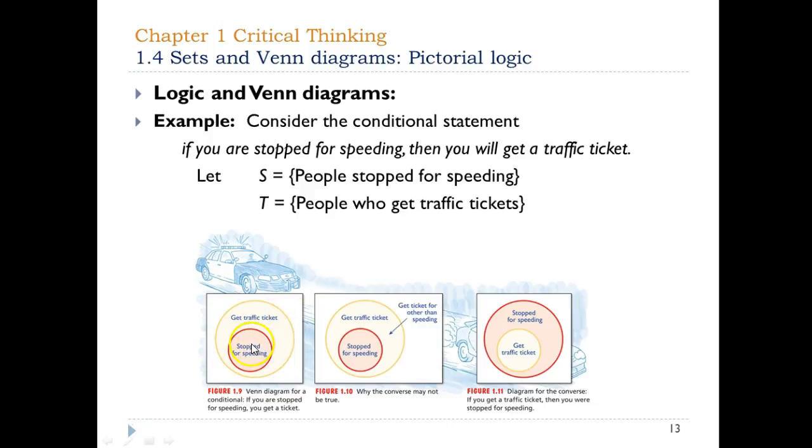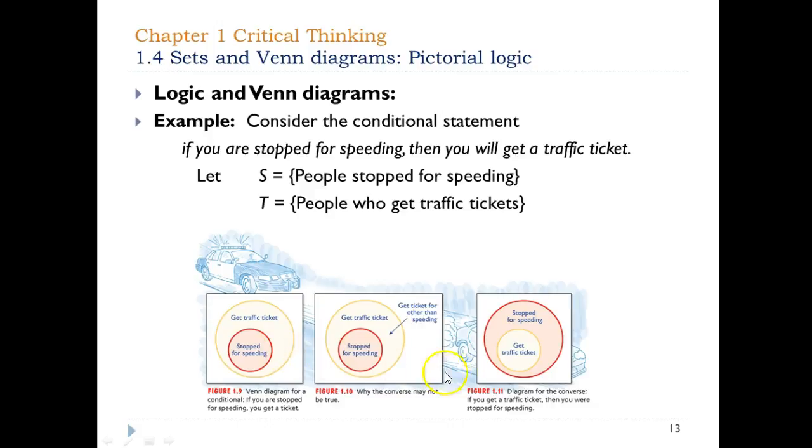Right, so if the premise is true, then the conclusion is true. So if you are stopped for speeding, you get a traffic ticket. But notice, if you're in this region right here, it's outside of stopped for speeding. If you get a traffic ticket, it doesn't mean that you were stopped for speeding.